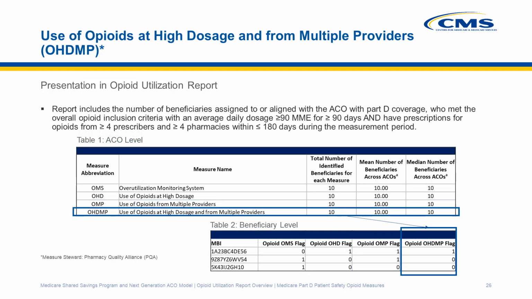The OHD-MP measure identifies the number of beneficiaries assigned to or aligned with the ACO with Part D coverage who met the overall opioid inclusion criteria with an average daily dose of greater than or equal to 90 MME for greater than or equal to 90 days and have prescriptions for opioids from greater than or equal to 4 prescribers and greater than or equal to 4 pharmacies within less than or equal to 180 days during the measurement period. The OHD-MP criteria is in the intersection between the OHD and OMP criteria within the overall opioid inclusion criteria.